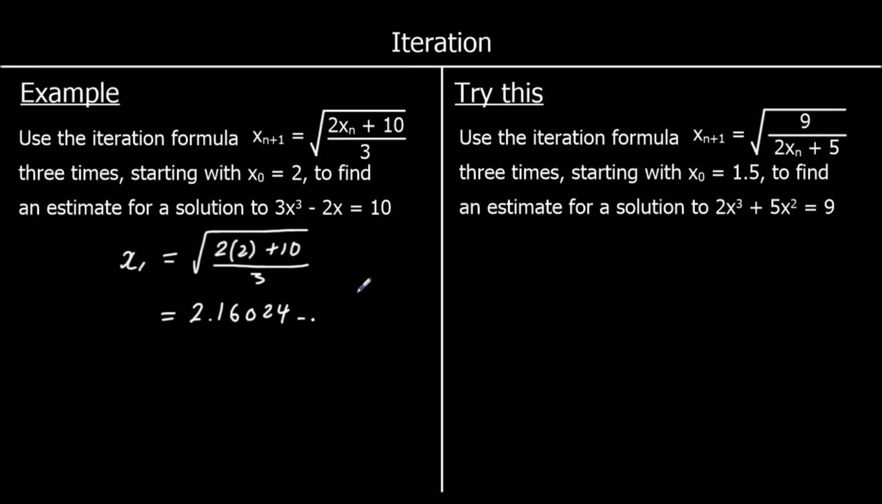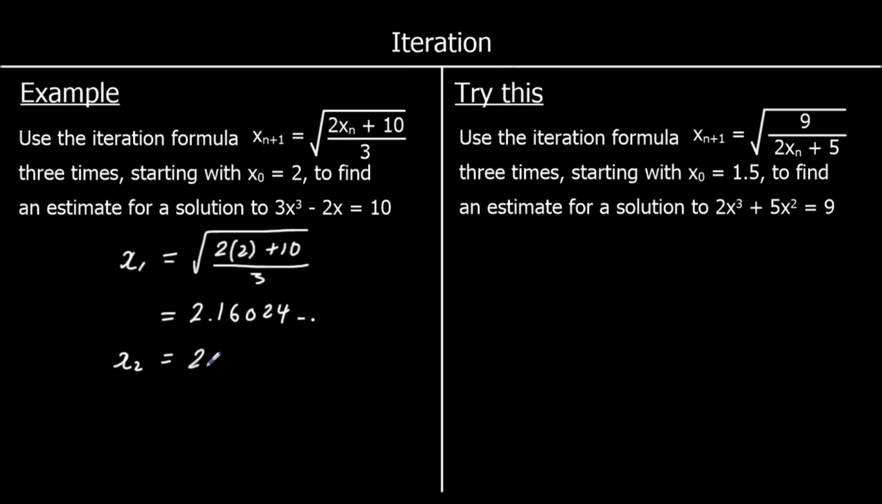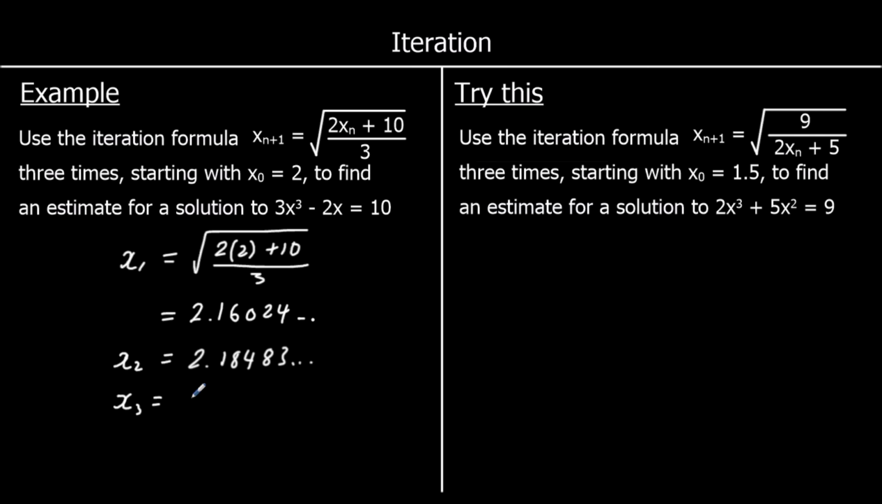For x2, we're just going to press the equals button again. The calculator is going to use this as the answer. So press equals again, 2.18483 and so on. And for x3, press equals one more time, 2.188581 and so on.